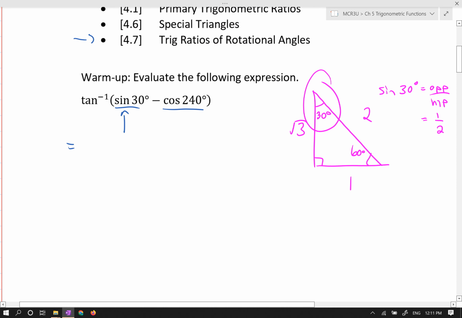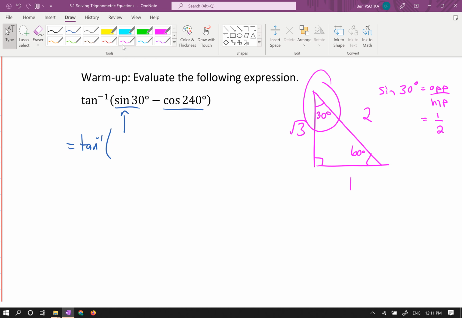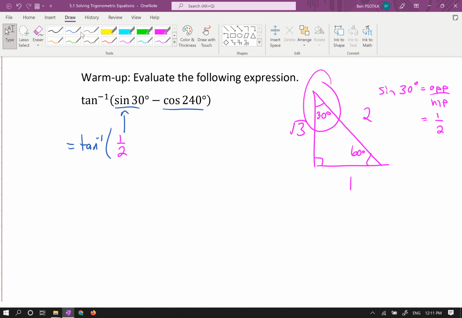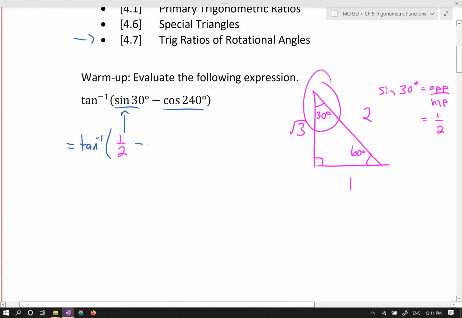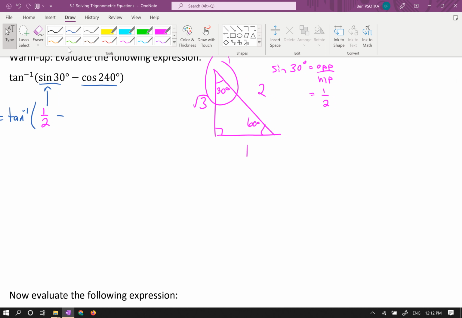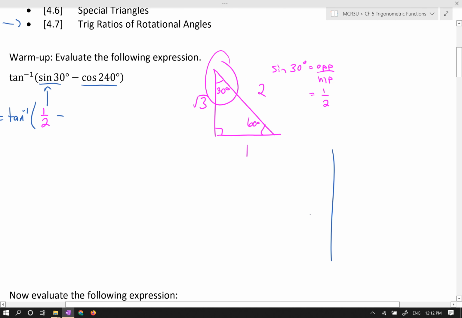So that means that the inverse tangent of, not the sine of 30 degrees, I can now substitute in what I just found, 1 over 2, minus the cosine of 240 degrees. Well, hang on. I don't have a special triangle with 240 degrees, but what I do know is that I can take advantage of my CAST rule, just as we learned in the previous chapter. I can take advantage of my CAST rule way over here, and I can say, okay, 240 degrees, that's more than 90 degrees. It's more than 180 degrees, but it's less than 270 degrees. So I'm looking at something like this.